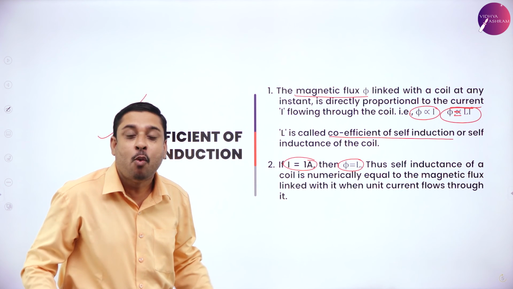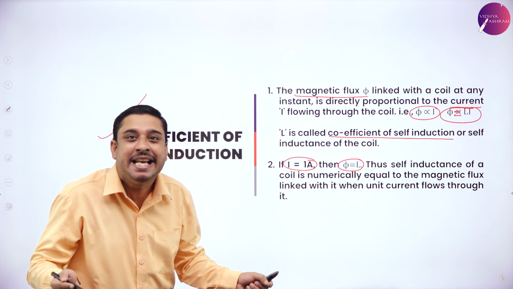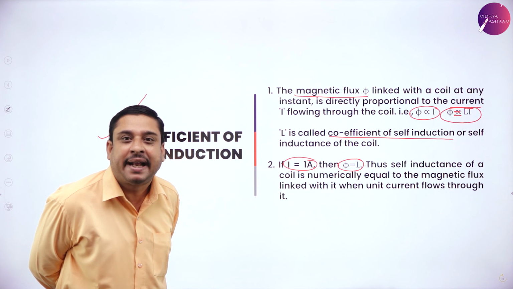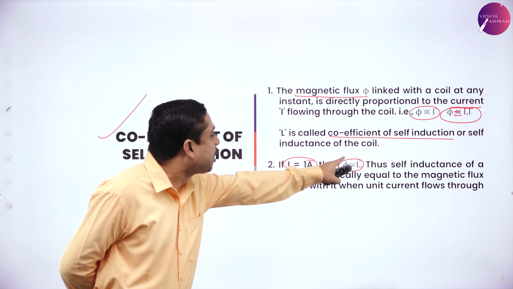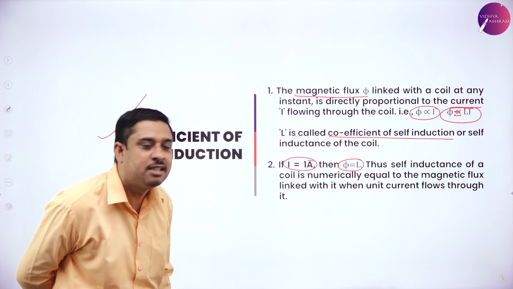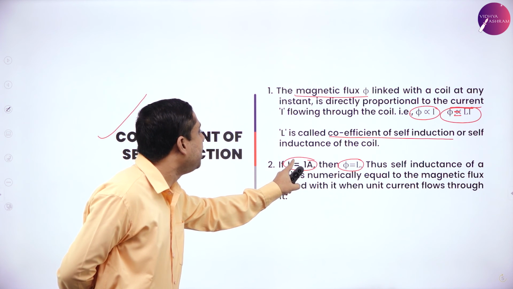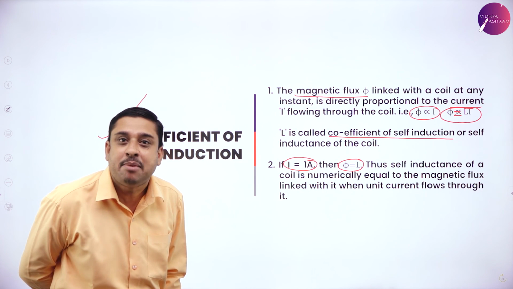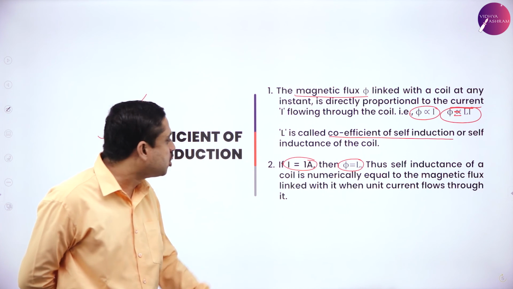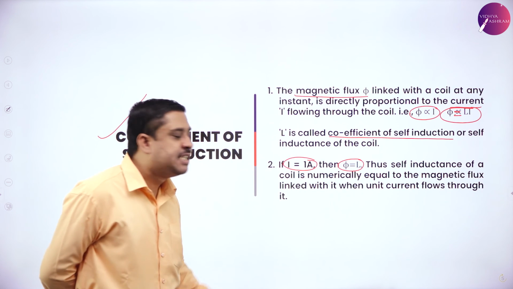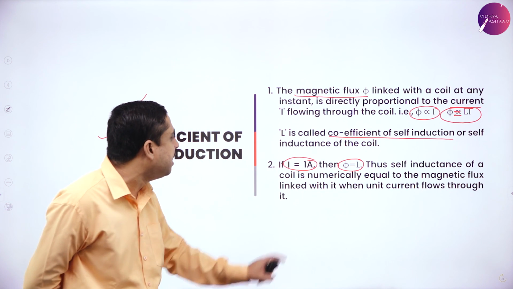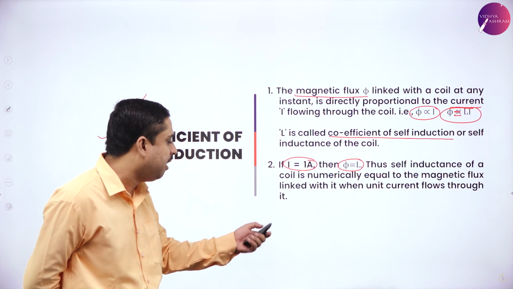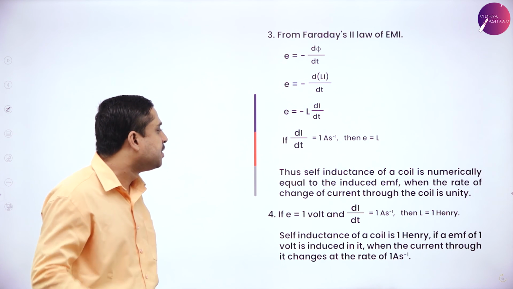So when do you say phi is equal to L? When do you say magnetic flux is equal to self-inductance? When the current flowing through the coil is 1 ampere. Therefore, students, if I is equal to 1 ampere, then phi is equal to L. This is important now.